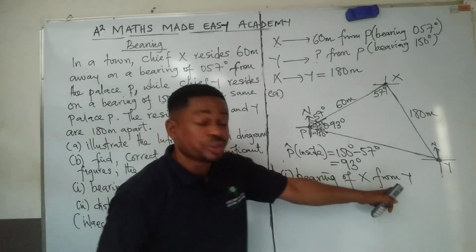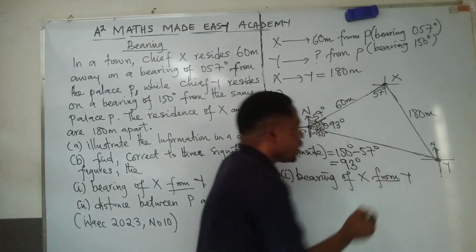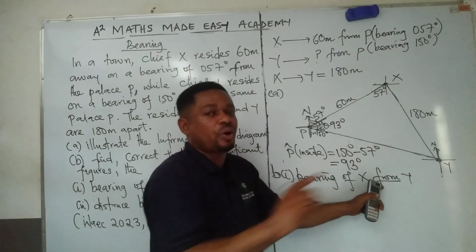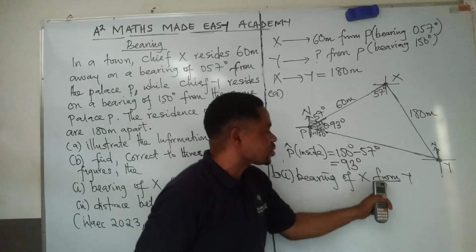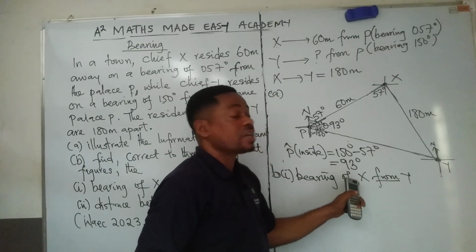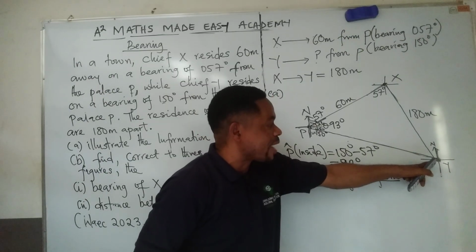Remember the key word I told you in bearing is the word from. Now, from determines the starting point of a bearing. So which means it's going to start from Y and move to what? X. Are you there now? Oh, this is Y. Are you with me now?